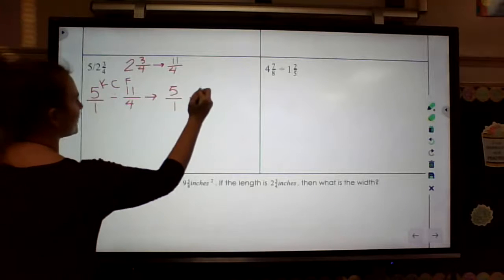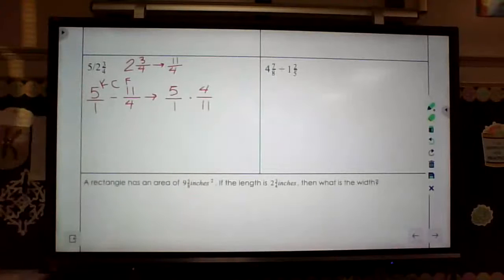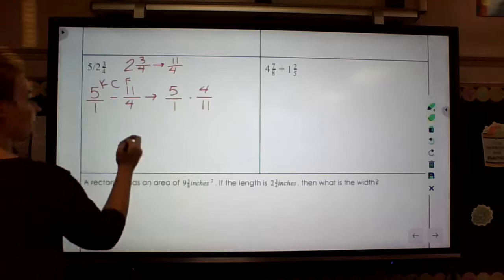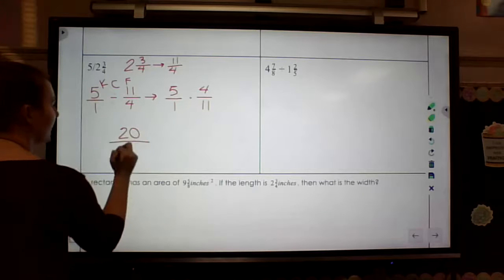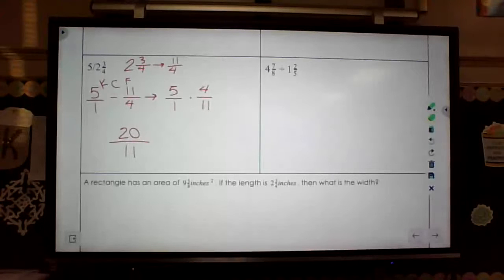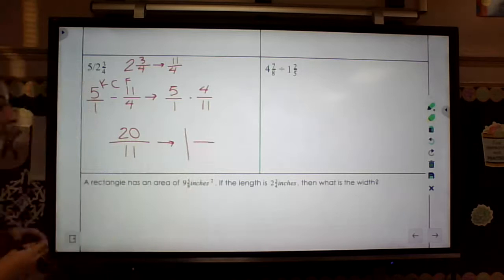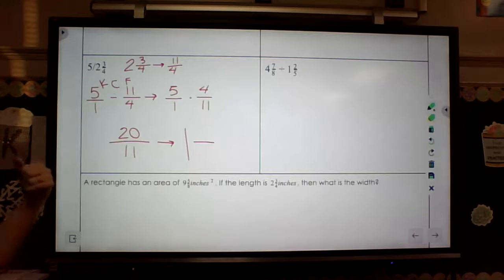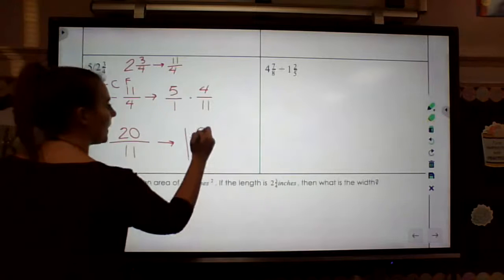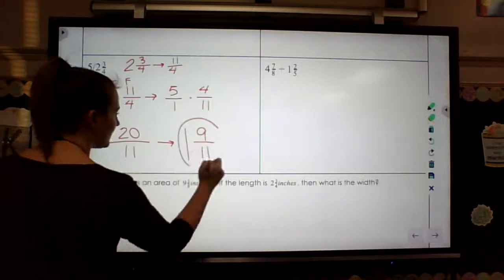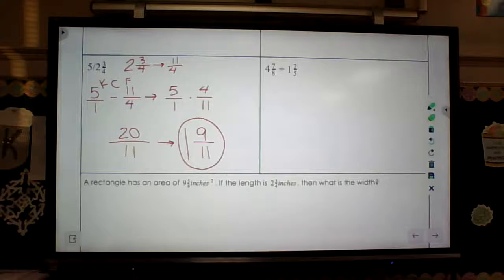5/1 times 4/11. This is where you would check to see if you can cross cancel. Unfortunately, you cannot. So 5 times 4 on the top is 20. 1 times 11 on the bottom is 11. And this is another improper fraction that we have to turn back into a mixed number. So 11 can go into 20 one whole time. That gets us up to 11 because 11 times 1 is 11. So to get my leftover, I could subtract them, and I'm going to get 9 left over. My denominator stays the same. So my answer for that one is 1 9/11.